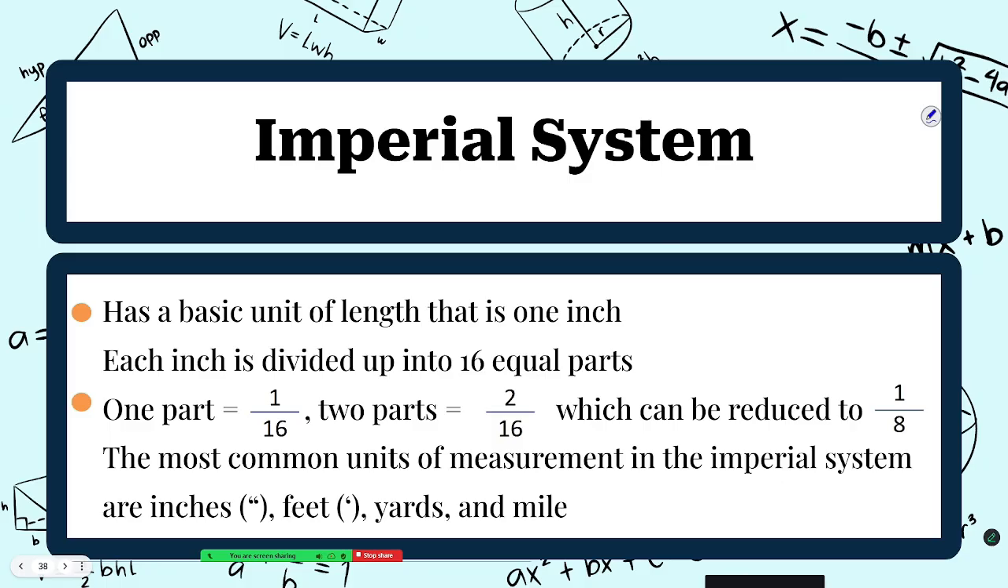Now the imperial system has the basic unit of length, when we're talking length, is 1 inch. Each inch is divided up into 16 equal parts. So 1 part is 1/16, 2 parts is 2/16, and that can be reduced to 1/8. The most common units of measurement in the imperial system are inches, feet, yards, and mile.